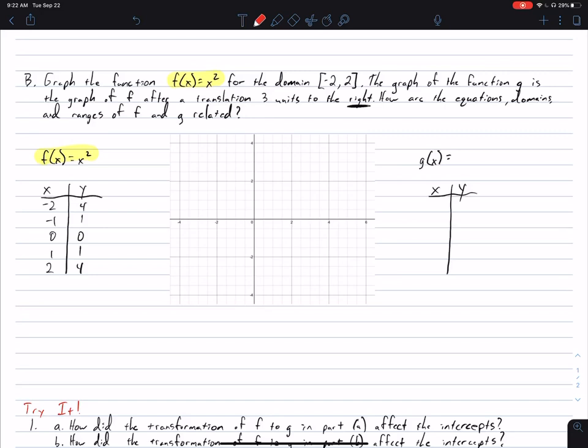So I'm going to start with this equation over here, f of x equals x squared. All I did was I took my x values, -2, -1, 0, 1, 2, because those were the integers from my domain, plugged them in, and then I got my y values. So I'm going to graph these 5 coordinate points: (-2, 4), (-1, 1), (0, 0), (1, 1), and (2, 4).